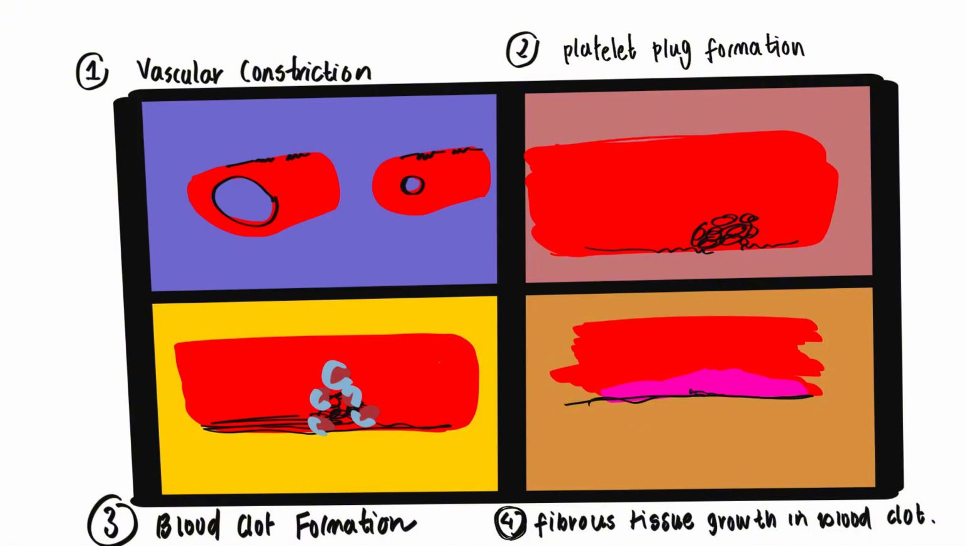First, the vessel constricts, meaning the diameter becomes smaller. Then platelets gather at the site of injury to form a platelet plug. After that, a blood clot forms through the coagulation cascade. Finally, fibrous tissue is involved in repairing the vessel wall and completing wound healing.